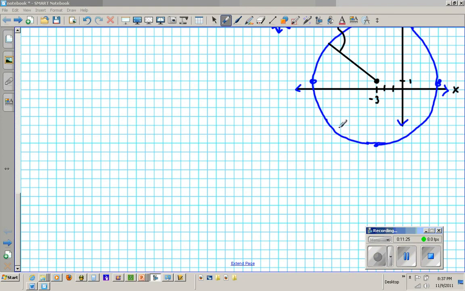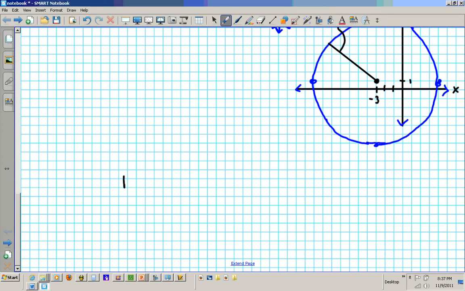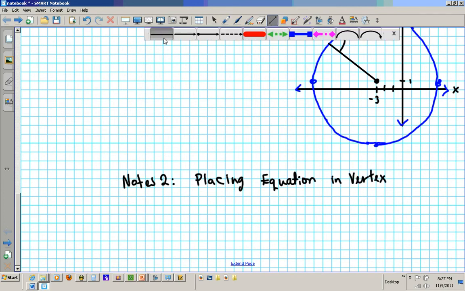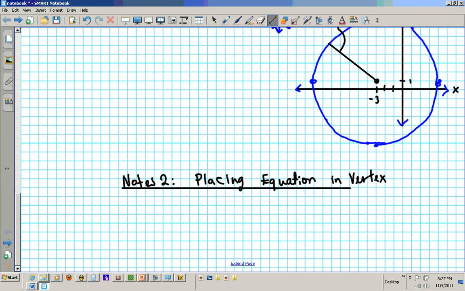All right, welcome back. Now, I'm going to look at the second part of the notes. So write down these title notes too. Place equations in vertex form. So we're going to use the completing the square algorithm to place the equation of circles in vertex form, and then we will graph the resulting equation by using the methods I just showed you. So let's go ahead and do that.